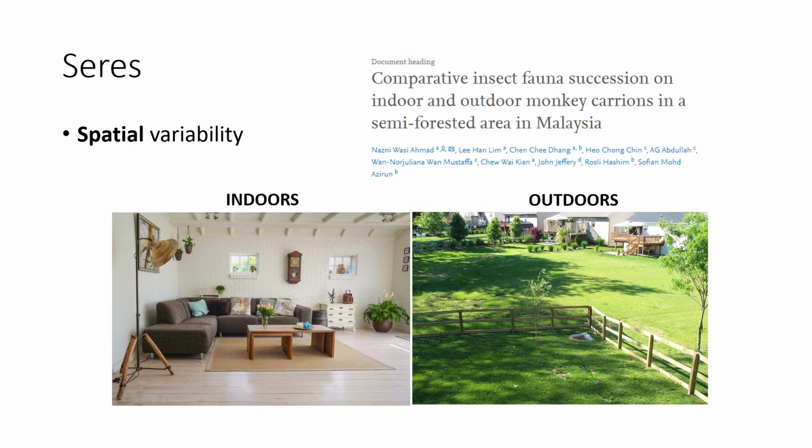We also have different forensic conditions. So, if remains are placed indoors, there's going to be barriers to entry for insects. So, it'll limit the amount of insects that actually interact with the remains in comparison to outdoor scenarios.